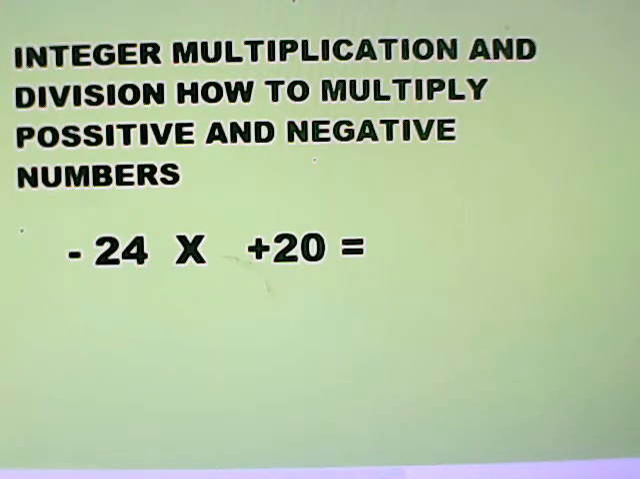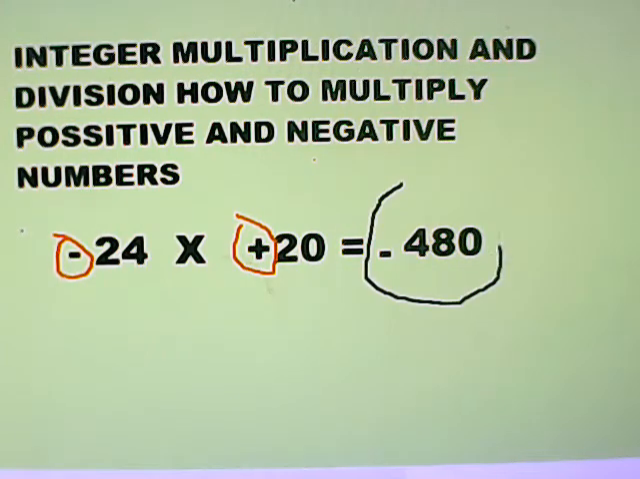Here's an example. Negative 24 times positive 20 equals 480. And because this is negative and positive, the sign we will use is negative. So it is negative 480, because negative and positive equals negative.